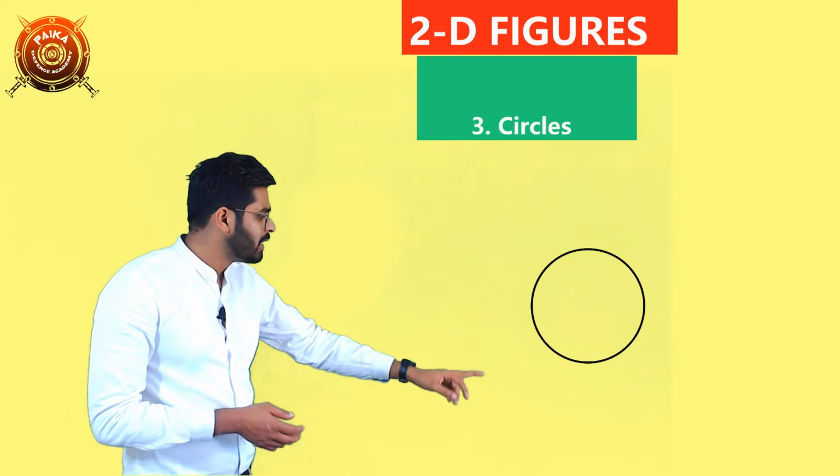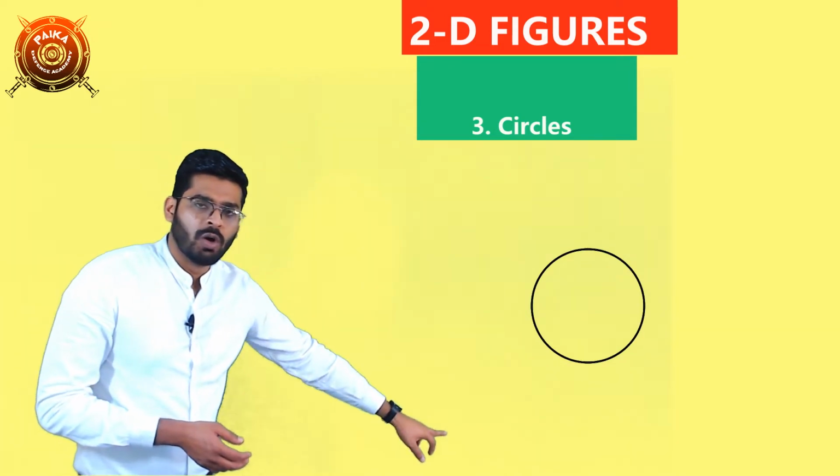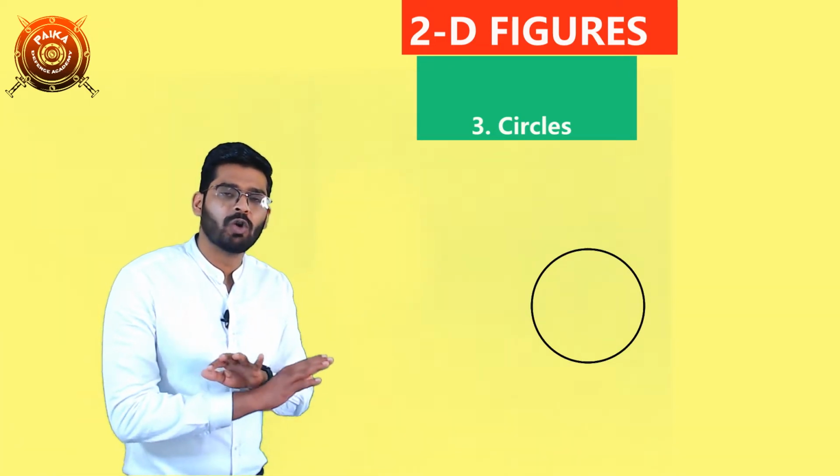Now students, you can see here that there are no corner points on a circle. So there are no vertices of a circle.